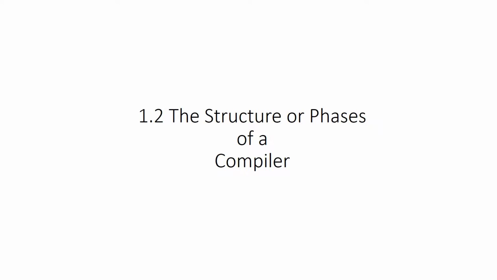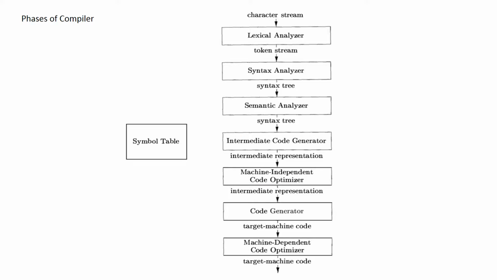Okay, so the topic that I will be discussing is the structure or phases of a compiler. As you see here, these are the structure and phases of the compiler: lexical analyzer, syntax analyzer, semantic analyzer, intermediate code generator, machine independent code optimizer, code generator, machine dependent code optimizer.